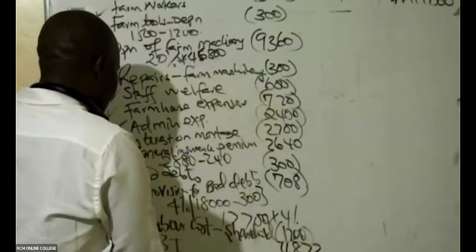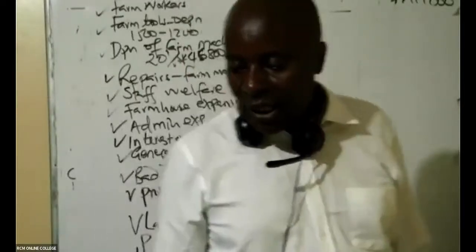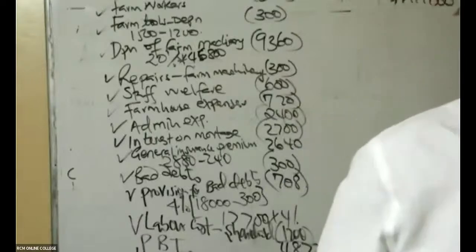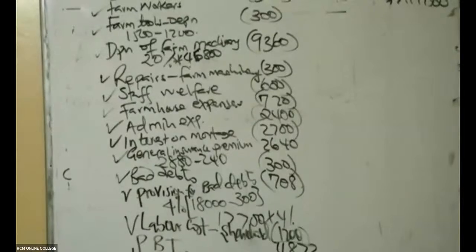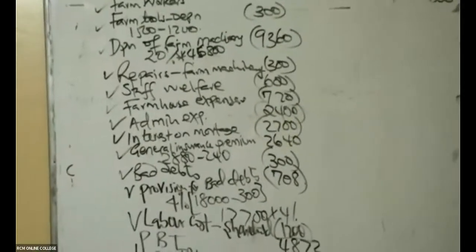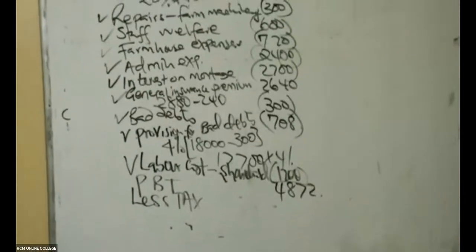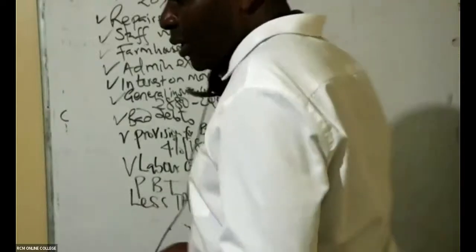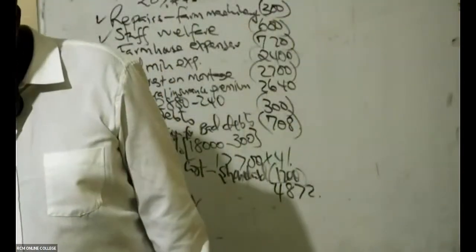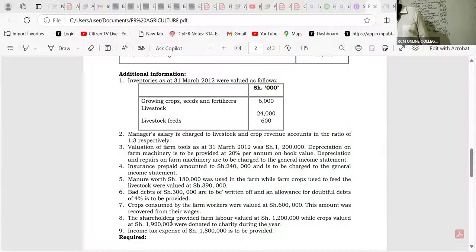Now you come and less tax here. Please go ahead and less taxation. Is there somebody who is able to give me the tax figure in this question? Please go to the tax. Tax will be covered. These are free marks, indeed, this will be a totally free mark. So income tax expense is 1,800.